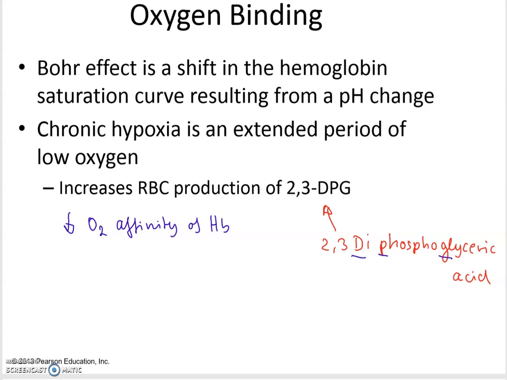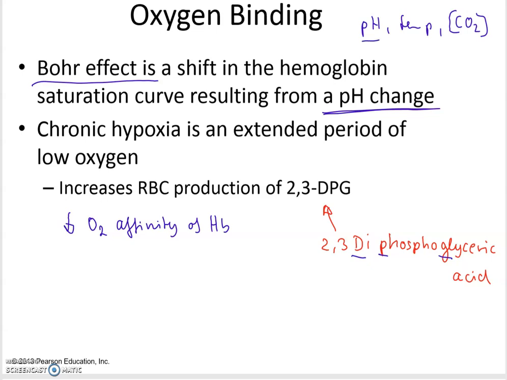Continuing here with the factors that are affecting the oxygen binding to hemoglobin. So we finished up the previous section. We were talking about how the pH, the temperature, and the CO2 concentration are the factors that are really affecting the oxygen binding to hemoglobin. So here's some more information. The Bohr effect is a shift in the hemoglobin saturation curve that results from a pH change. So that's our first factor right here.